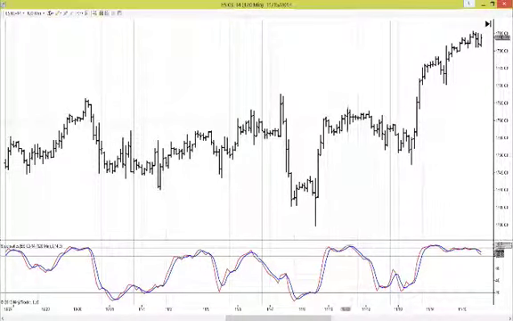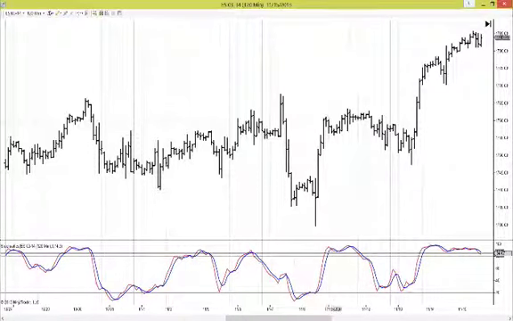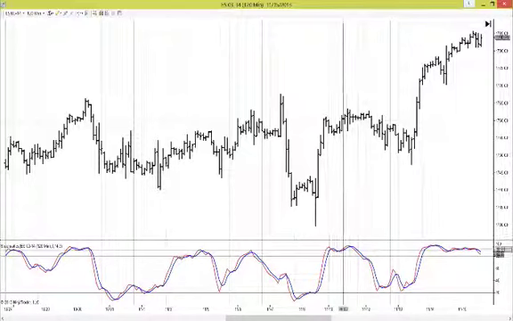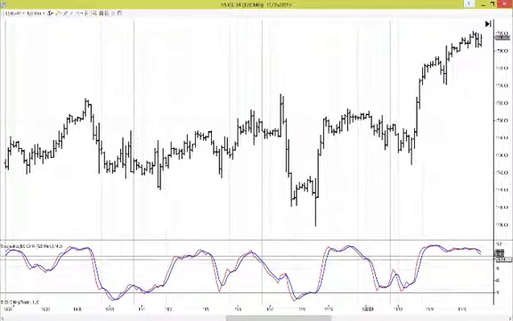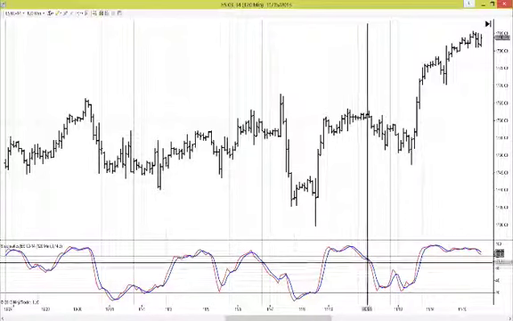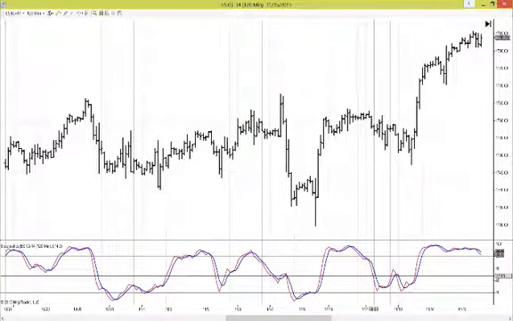However, as you can see right here in this example, it's not very reliable. Eventually it works because once that it crosses back up and it crosses back down, finally it falls under that area and gives us a safer trade.